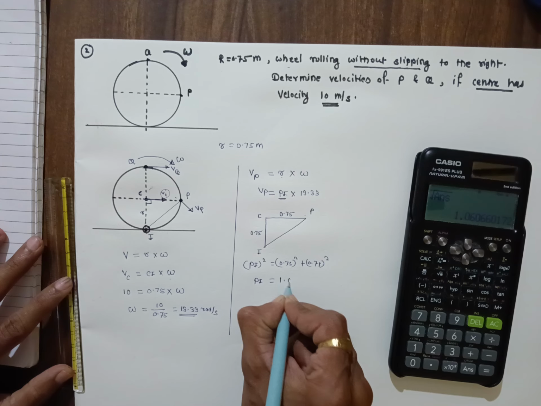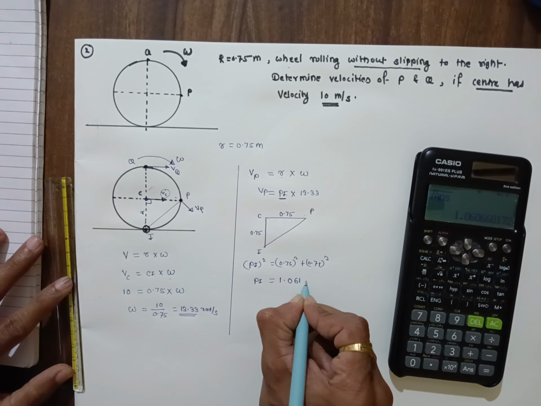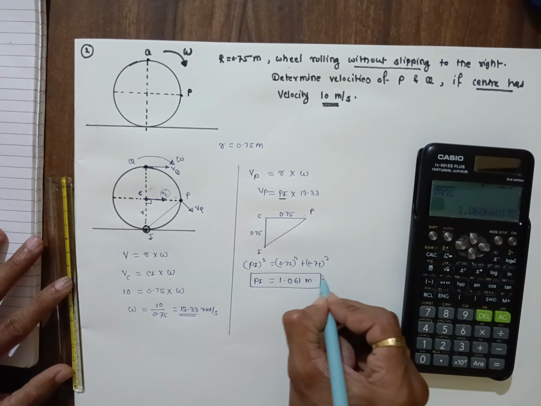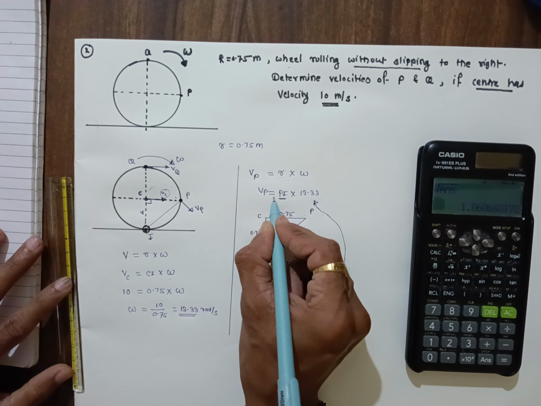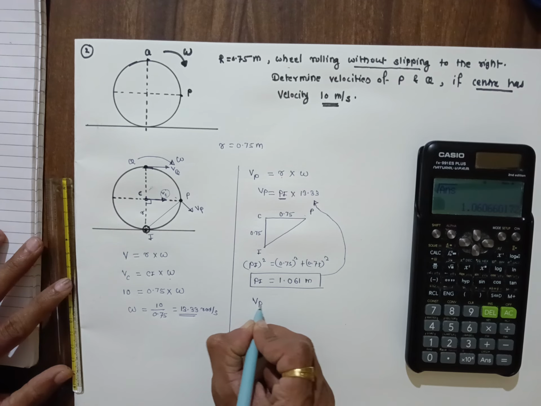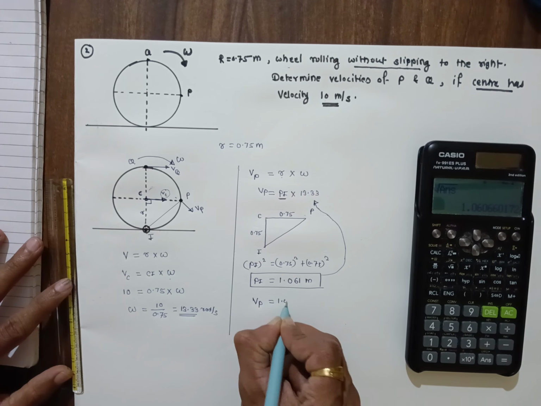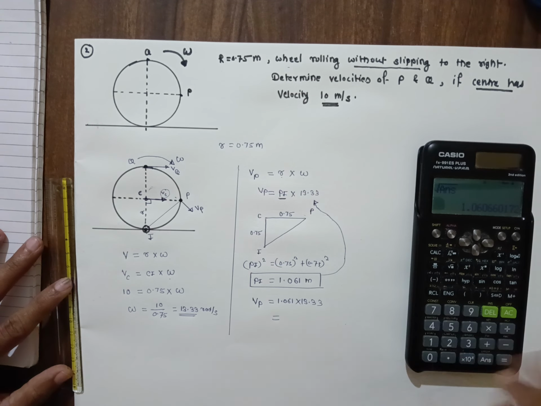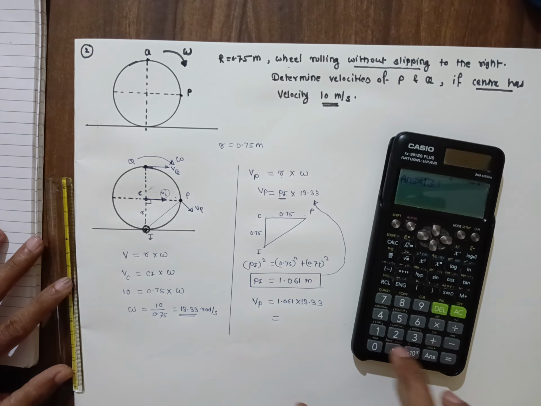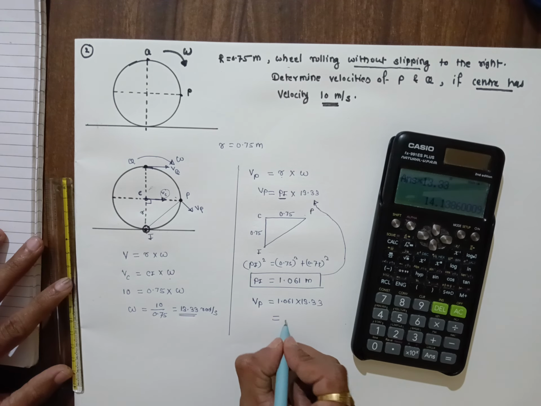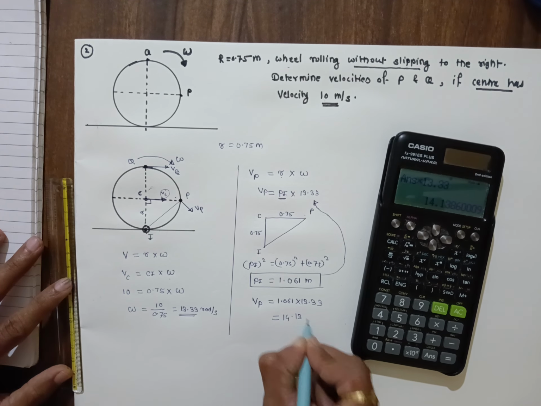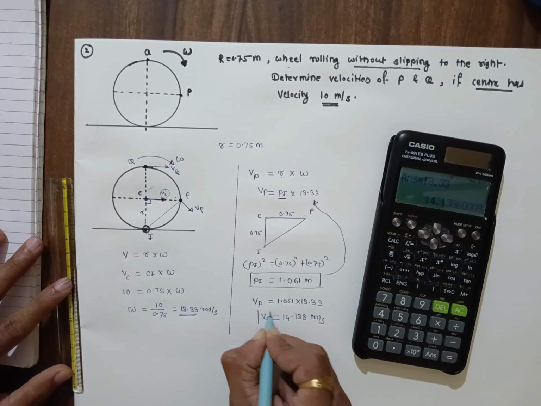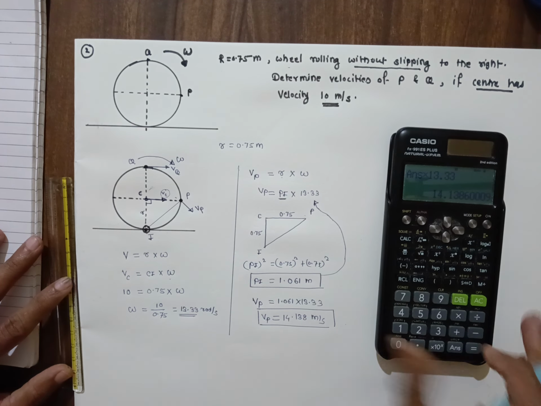So this is 1.061. So this is the distance PI. Now put this value in this equation and calculate the velocity Vp. So Vp is equal to 1.061 into 13.33, which is 14.138 meter per second. So this is the velocity of the point P.